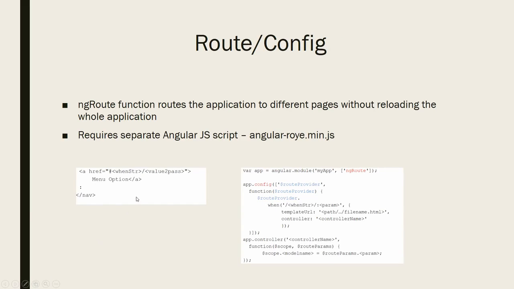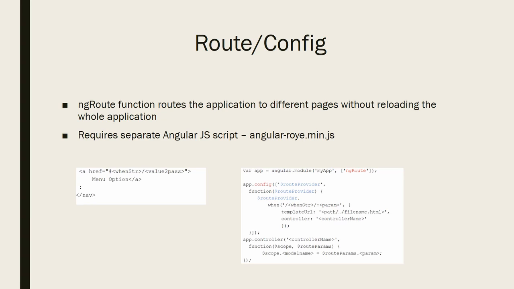Okay, next, route and config. ngRoute is a function that routes the application to different pages without reloading the whole application. It requires a separate AngularJS script, which is angular-route.min.js. Sorry, that was a typo. It's route.min.js. Okay, so ngRoute is okay.